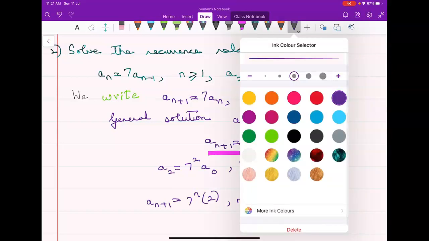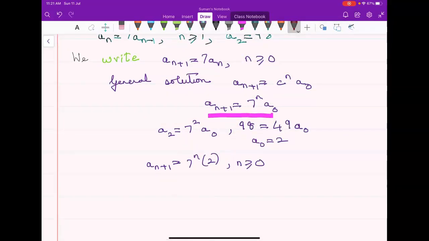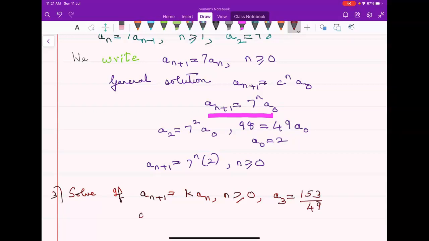We move to the next problem, and I will choose a different ink here. Okay, now solve the following equation. If a_{n+1} = k into a_n, where n is greater than or equal to 0, and a_3 is 153 by 49, a_5 is 1377 by 2401, find k.